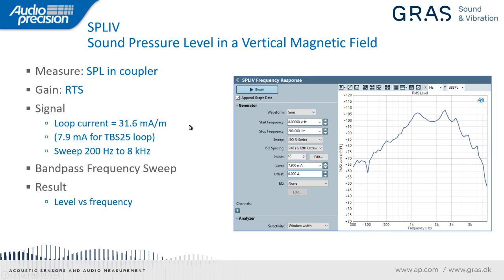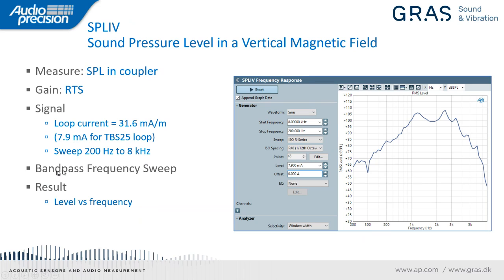Now, the amount of current depends on the length of the loop, and for the test box that I will be using today, I'm going to show it a little bit later. It's called a TBS-25, but it has a loop length that requires a current of 7.9 milliamps. And we sweep that sine signal from 200 hertz to 8 kilohertz.